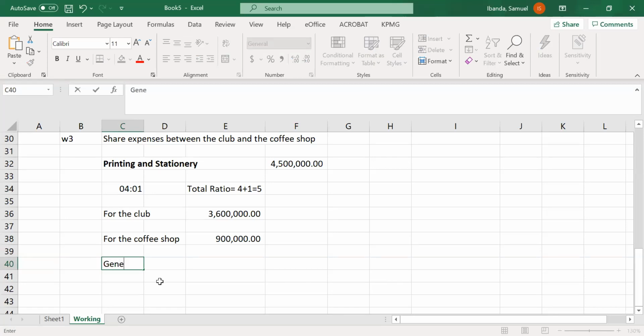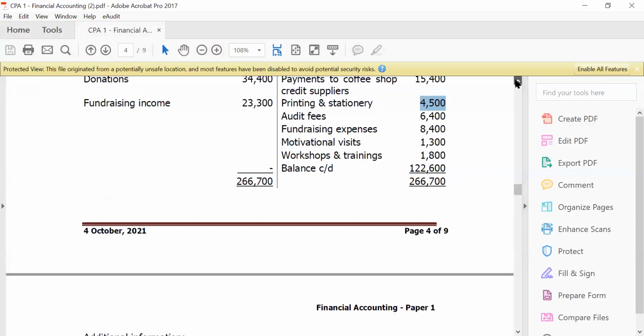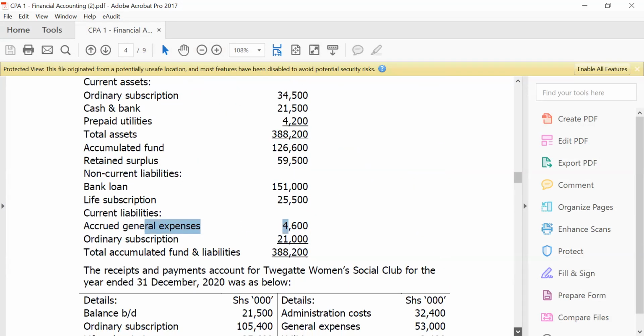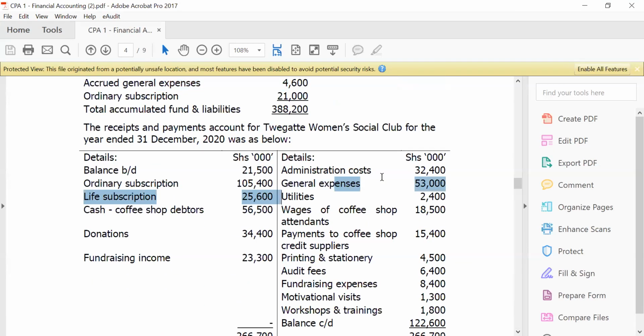So I'm now going to look at the next expenses. Let me start with general expenses. And again, I want to take your attention here. For me to know my general expenses that I'm going to distribute between the club and the coffee shop, I have to first calculate them. Because when you go to your question, you come to realize that we have a lot of information to do with general expenses. We have information in the opening balances, where we had general expenses that were accrued. When you come to the receipts and payments, we have the general expenses value.